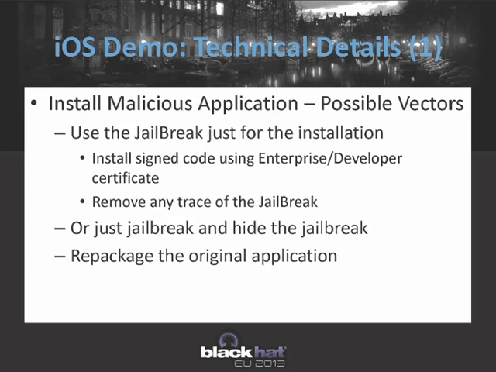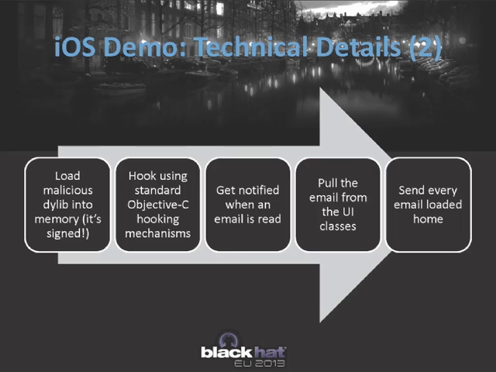Now, another third solution is to repackage the original application. If you're going to be targeting a specific application, you can basically take it and repackage it so that you can have your malicious code as part of the original application. So basically, once we have our malicious dynamic library and we load it into memory, and we'll go into that in a minute, then we can hook the application using standard Objective-C hooking mechanisms. Once we do that, the only thing we need to do is get notified when an email is being read, when it's being displayed on the UI. We have to pull the email out of the UI, and then we just have to send it home. And we do this for every email that's read, as it's being read.